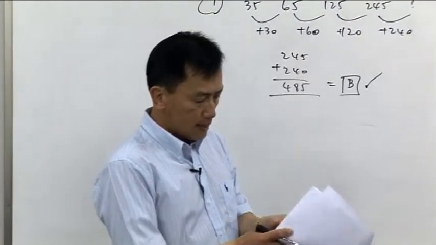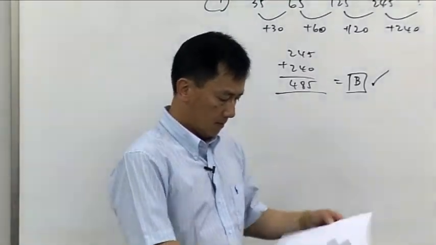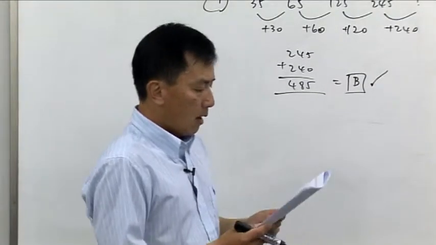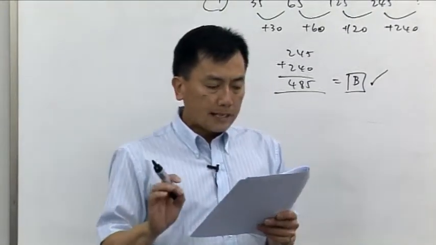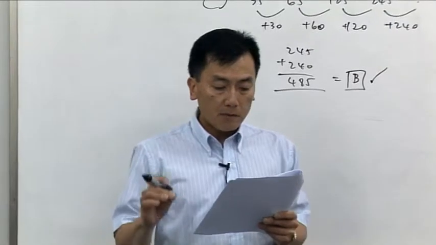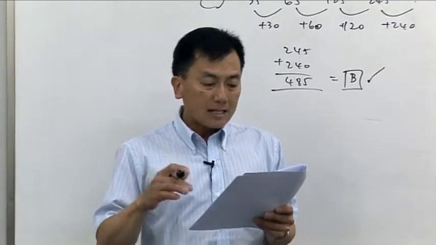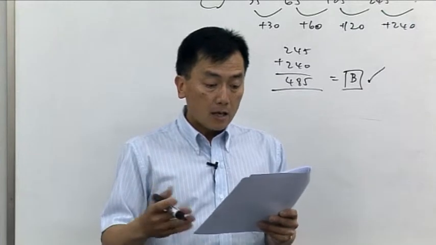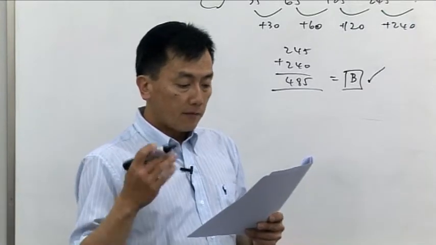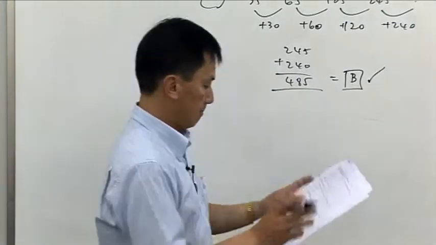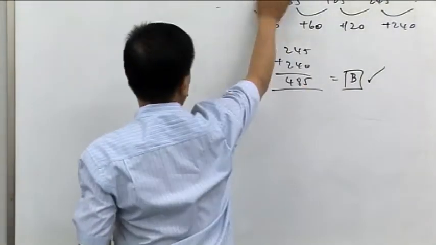Let's have a look at question 14. Now, it takes one man 1 day to dig a 3 meters by 4 meters by 5 meters hole. How long does it take 3 men working at the same rate to dig a hole that is the size of 5 by 6 by 7 meters? Now, let's record down this information.